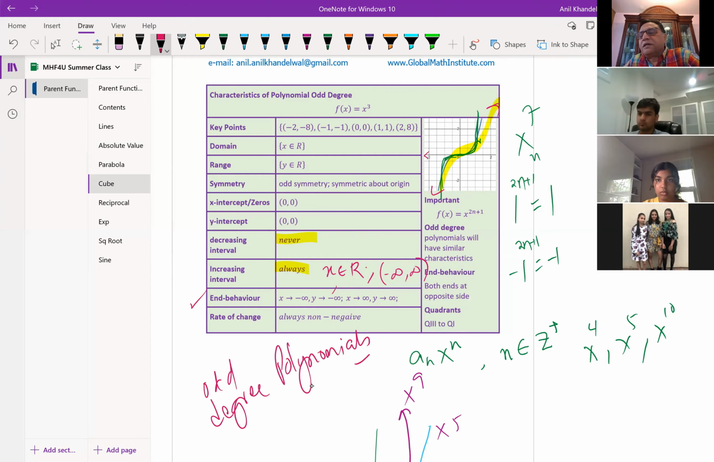Now, polynomials is our next chapter. We'll look into this in more detail in the next chapter. Okay. So odd degree I've written as x to the power of 2n plus 1. Perfect. Okay. And all these graphs go from quadrant 3 to quadrant 1, like a straight line. A straight line is also a polynomial.